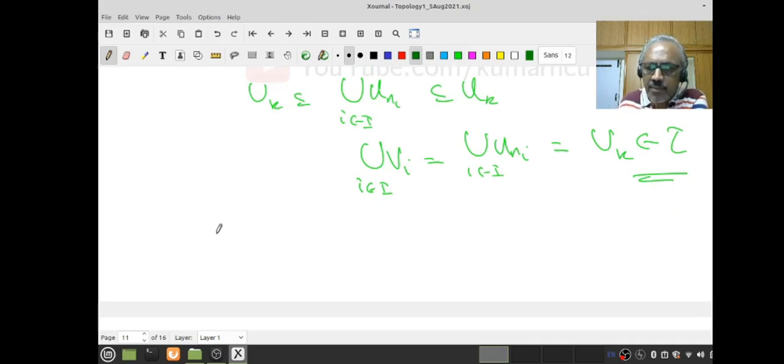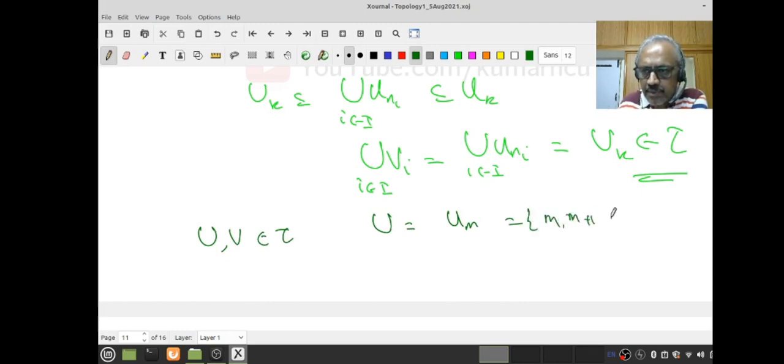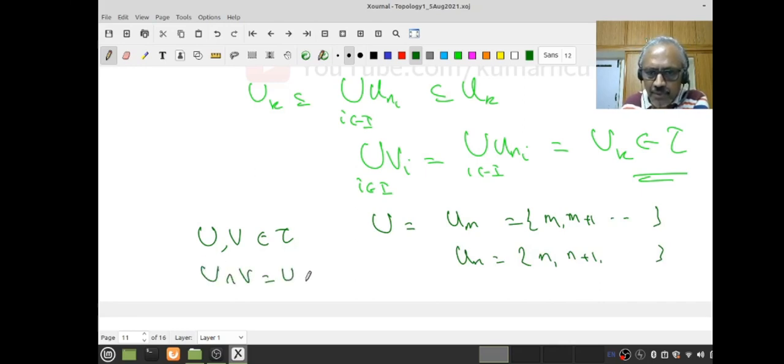Now, how about intersection? Suppose I have U, V in tau, then U is something like U_m, that means m plus 1 onwards, and V is U_n, that is n plus 1 onwards. What is the intersection? I'm sure all of you know. U intersection V equals U_k, where k is the maximum of m and n. But if one of them is empty, suppose U is empty or V is empty, then U intersection V is empty, that is taken care of. So I am assuming these are non-empty.